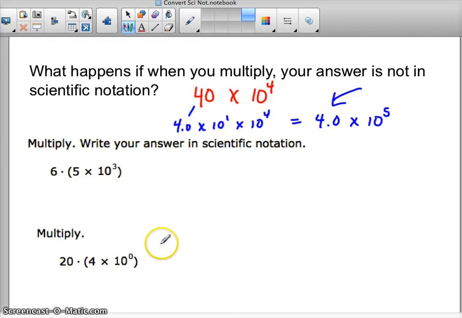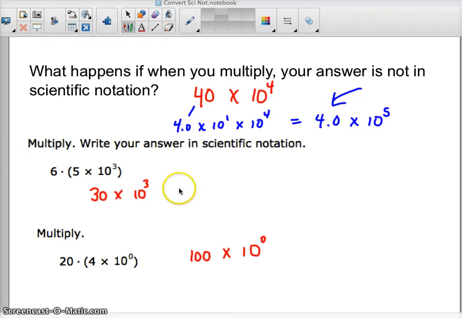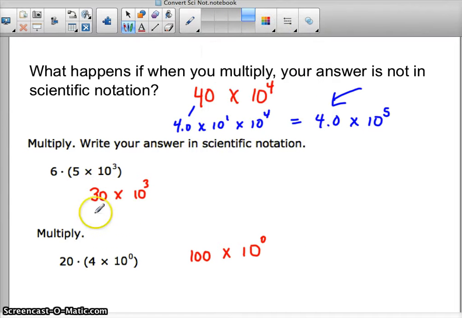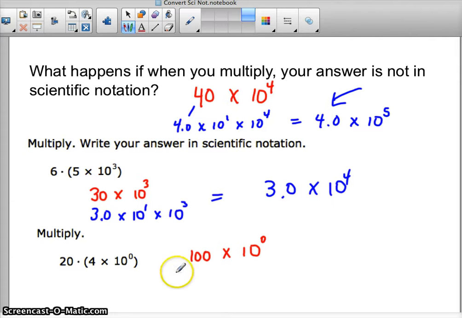Pause right now and try these next two by yourself. Okay, if you just did the regular multiplication for the first one, 6 times 5 is 30, and that's multiplied by 10 to the 3rd, hopefully you realized that you still need to change the number 30 to scientific notation, which would be 3.0 times 10 to the 1st, because we moved our decimal one space to the left, and then that would have to be multiplied by the 10 to the 3rd, and your final answer should be 3.0 times 10 to the 4th.